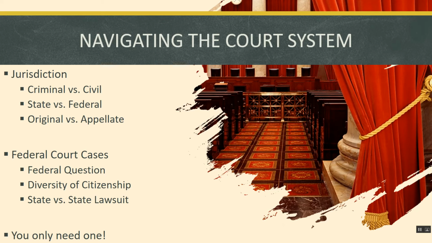How do you know whether your particular disagreement falls under state or federal jurisdiction? Well, in order to figure this out, you have to ask yourself 3 questions. Does your case involve a federal question, a diversity of citizenship, or a lawsuit between 2 states? If you said yes to any one of these questions, then you automatically go to federal jurisdiction, and therefore your case will be heard by and resolved in a federal court. But if you've said no to all 3 of these questions, then you fall under state jurisdiction, and you're going to a state court. So what is a federal question?